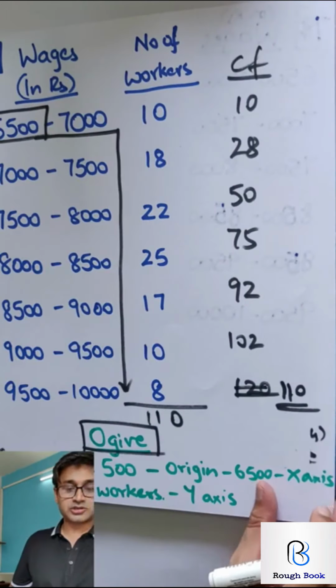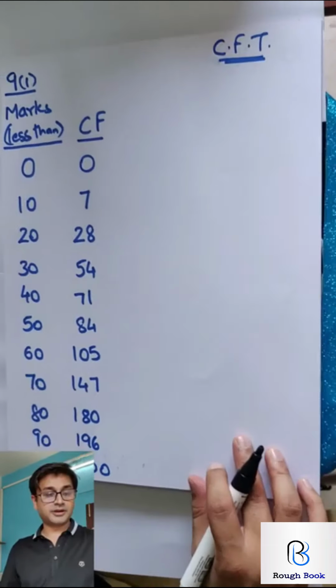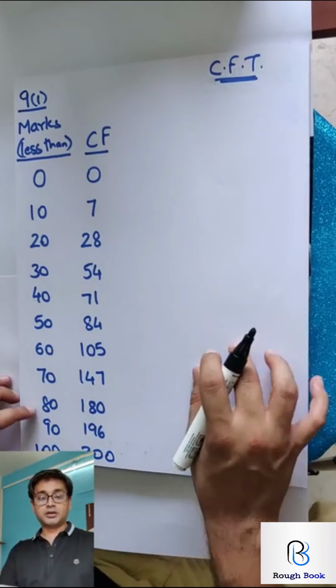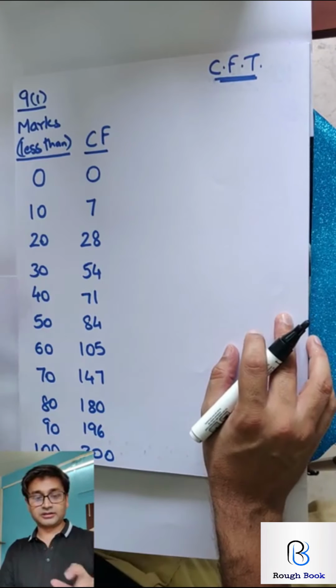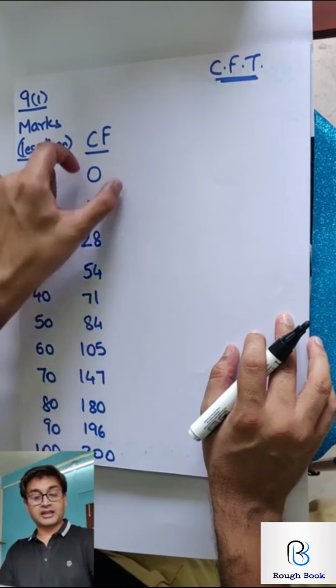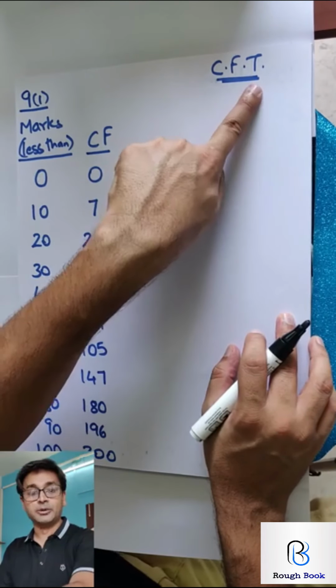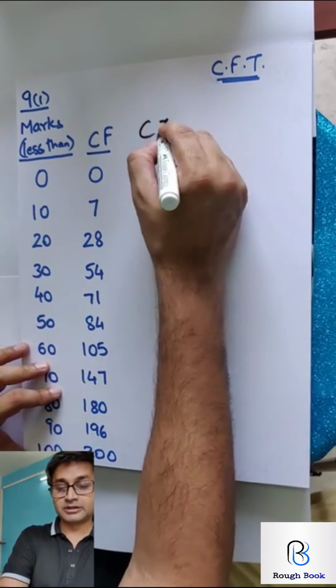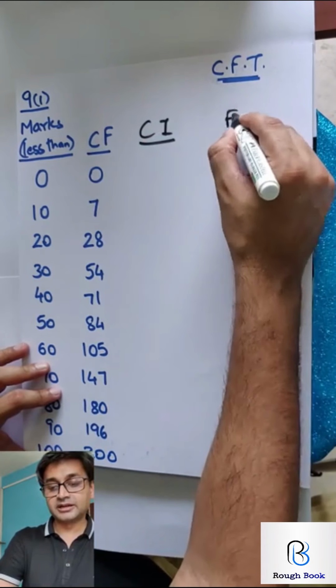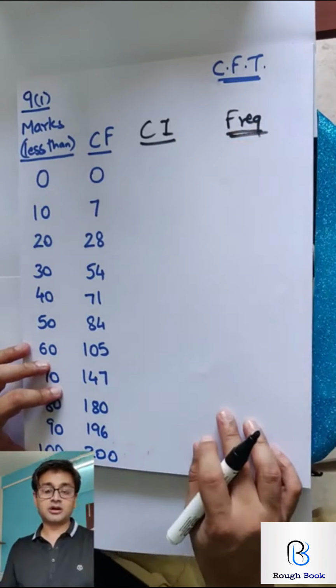Let's go with the last question. Sum number 9 part 1. Now here they are not asking you to construct anything. They have given you the marks less than and the cumulative frequency. They are asking you to get the cumulative frequency table. That means get the class interval and get the real frequencies. So how are you going to get it?